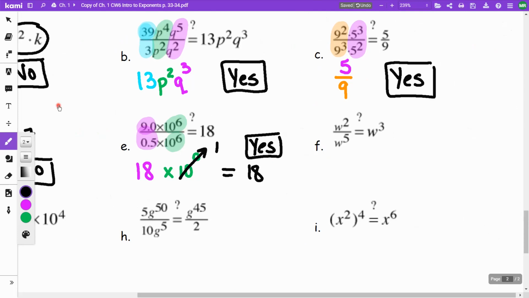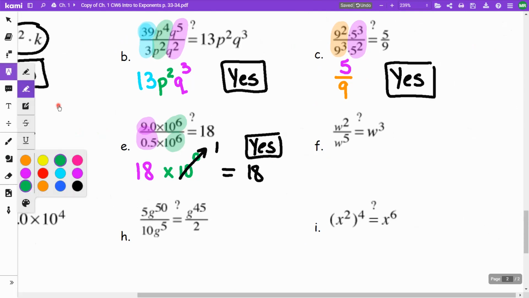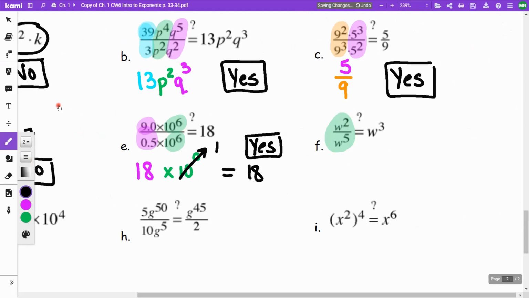On F, I'm looking here at my W's. I have 2 W's on top and 5 W's on bottom. So when I'm doing this, I'm going to cancel 2 on top with 2 on bottom, and that's going to leave me with 3. But where are those 3 going to be? They're not going to be on top. They're going to be left on the bottom, which really means this is a 1 on top. So this is no.